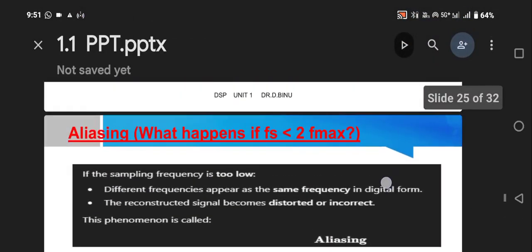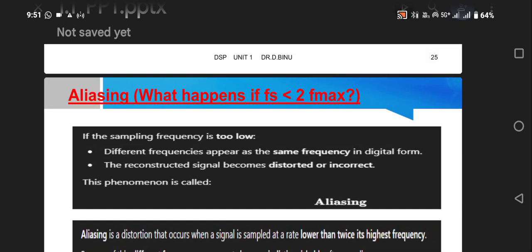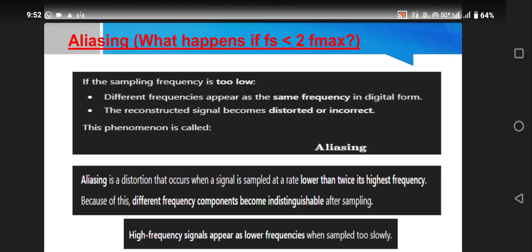What is meant by aliasing? If the sampling frequency is too low, different frequencies appear as the same frequency. The reconstructed signal becomes distorted or imperfect. This phenomenon is called aliasing. Aliasing is a distortion that occurs when a signal is sampled at a rate lower than twice its highest frequency. Because of this, different frequency components become indistinguishable after sampling. High frequency signals appear as lower frequencies when sampled too slowly.